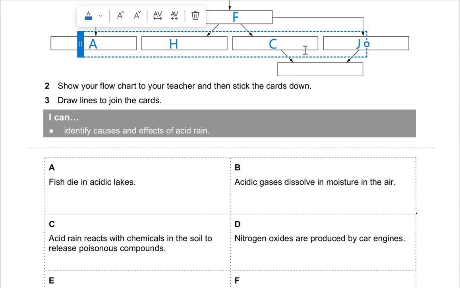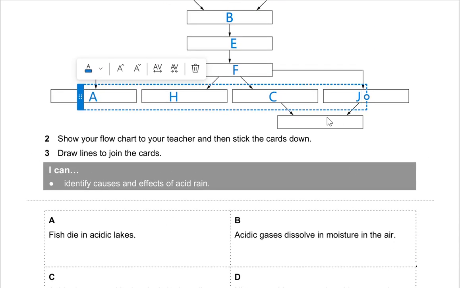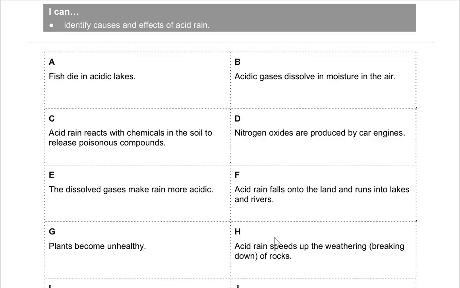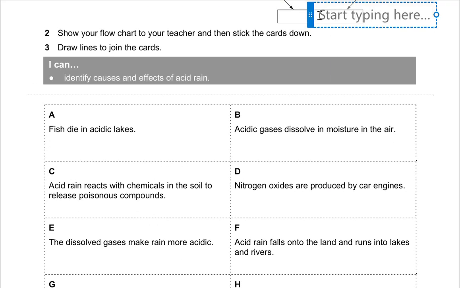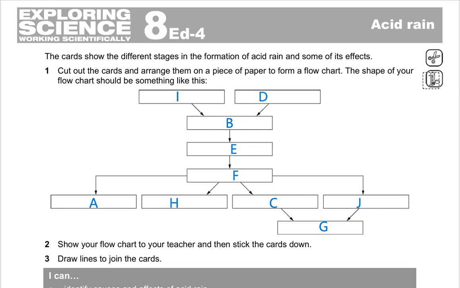Now when you're writing these, look at C: acid rain reacts with chemicals in the soil to release poisonous compounds. And for J, acid rain washes some mineral salts out of the soil. What are these two telling about? Plants becoming unhealthy. So G should be the final answer. So you have to put C and J at the end. The other two you can write in any order. Is this clear? Okay. So that's about acid rain. Here's the final answer.